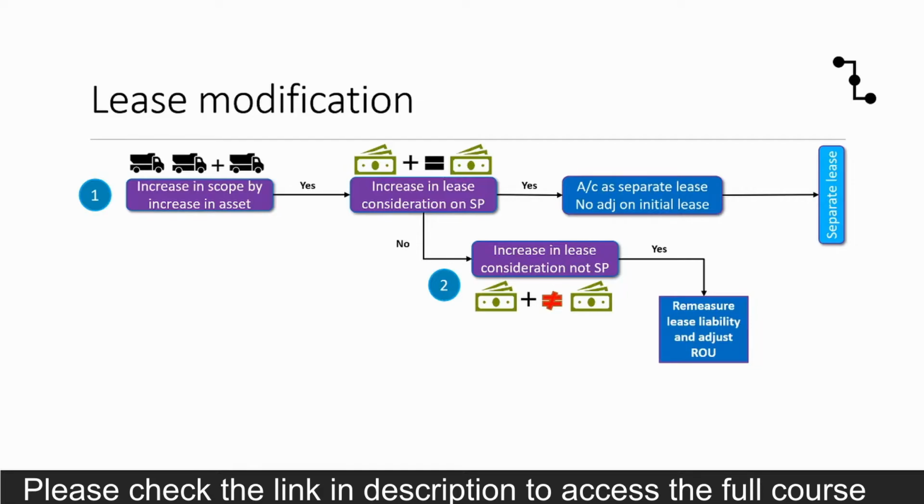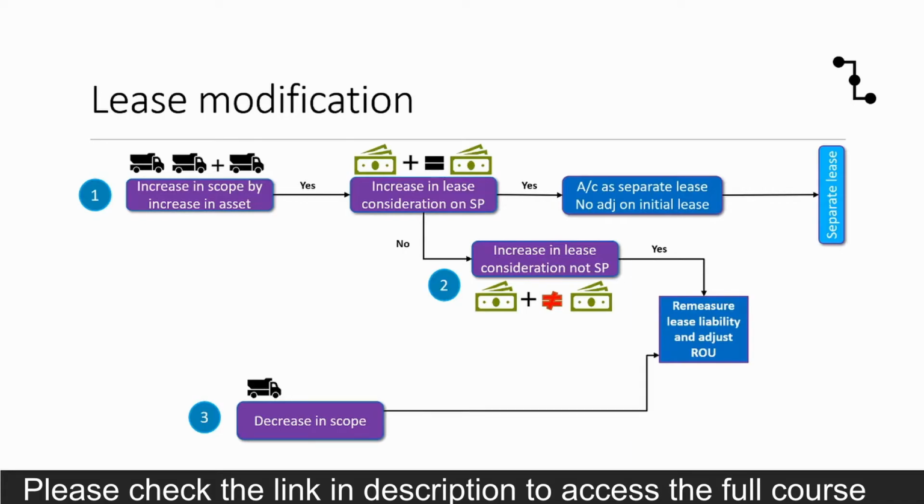Now coming to the third category. The first 2 categories were about increase. This one is about decrease in scope. For example, instead of 2 trucks, the lessee only needs 1 truck. In this case again, we need to remeasure the existing liability and ROU by using the revised discount rate on the effective date of the modification. And if there is any gain or loss as a result of this decrease in scope, then that needs to be recognized as well. The last category is for other modifications.